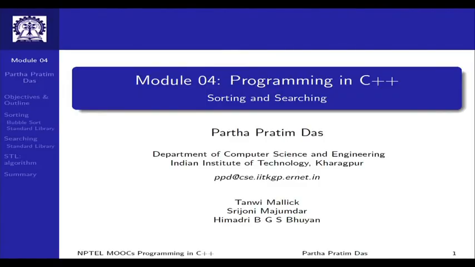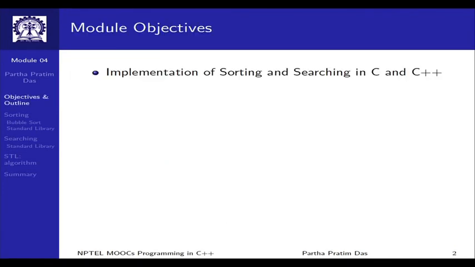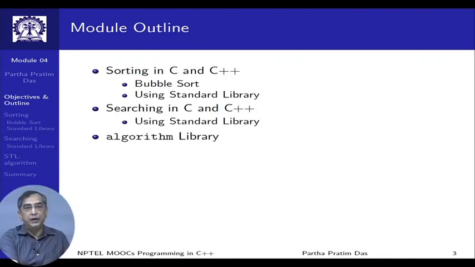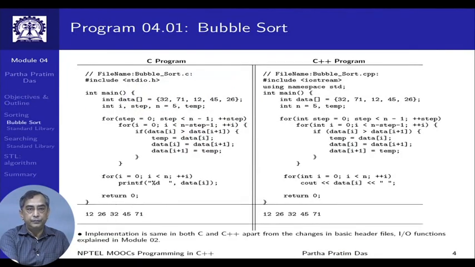Welcome to module 4 of programming in C++. In this module, we are discussing sorting and searching. So, the objective is to look into the implementation and use of sorting and searching in C and contrast them with C++. These are the topics that we are going to discuss.